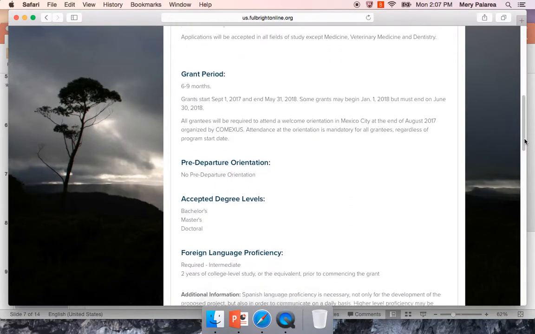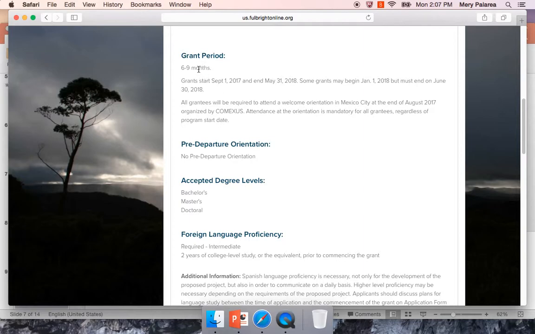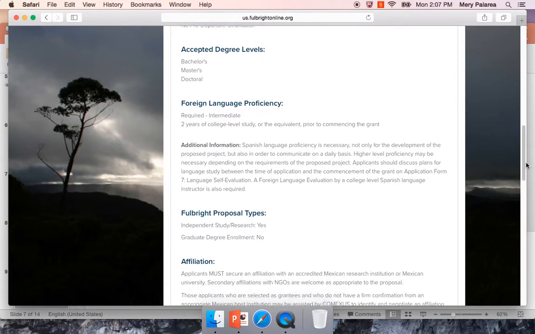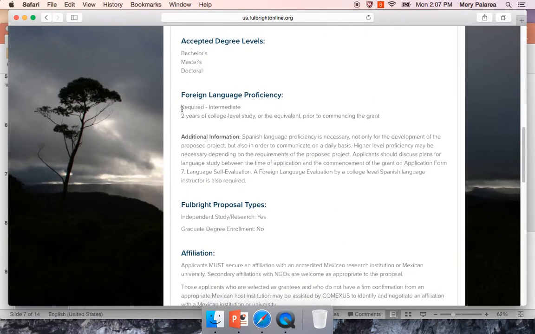So the grant program is 6 to 9 months, again usually an academic year, all degree levels. Now here's where things are quite a bit different. Mexico is requiring, they will have different things here. They will say not required, required, recommended, or strongly recommended. Required is strong language that you have intermediate level, which they're equating to 2 years of college level study or the equivalent prior to commencing the grant. So this is prior to arrival in Mexico, not prior to the application deadline this October, which is about a whole year ahead of when you would leave.